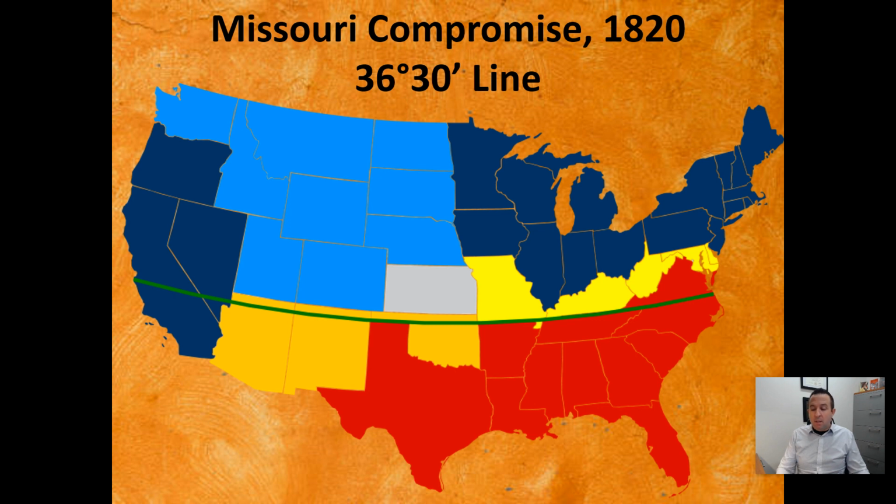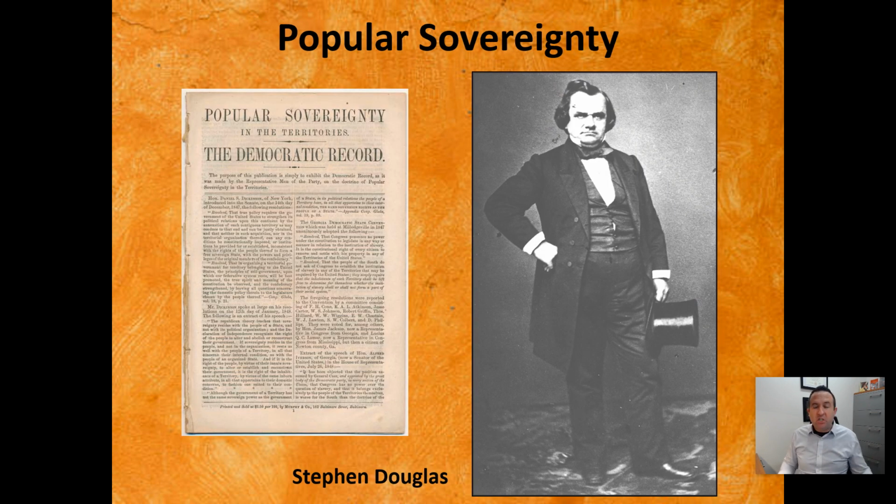But Illinois Senator Stephen Douglas argued for what he called popular sovereignty. Now, this is a very seemingly democratic prospect. The idea was you let the territories decide for themselves whether to allow slavery. This was an appeal to the American democratic belief in local self-government.